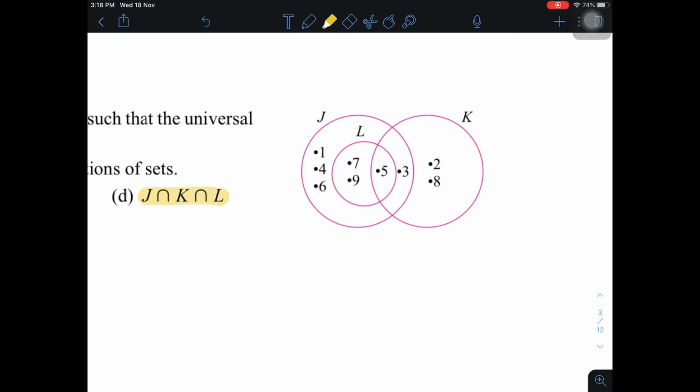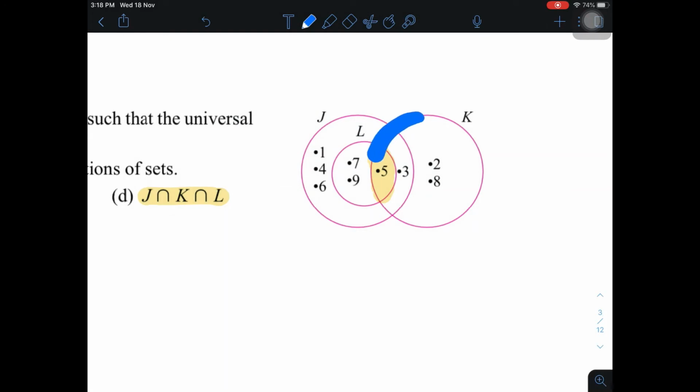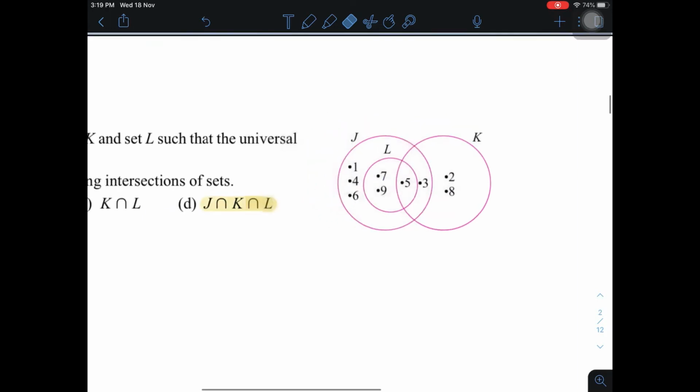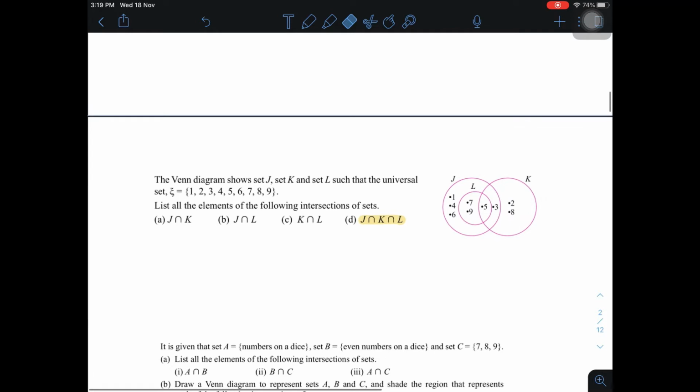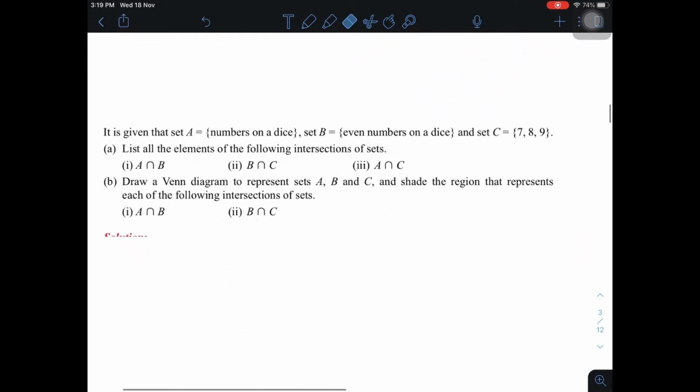Let's look at this. It will be hard to see, but I can draw it out for you. So basically, K is this, L is this, and J is this. So the intersection is here. I probably made it worse, but yeah. So 5 is the intersection between J, K, and L. It's just a combination. So we'll look at the next question then.